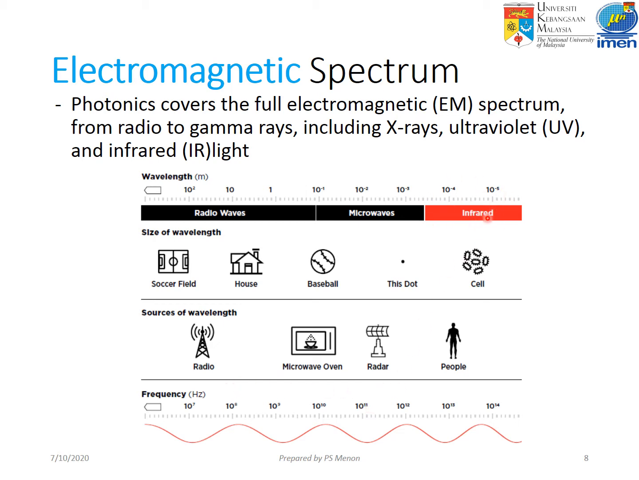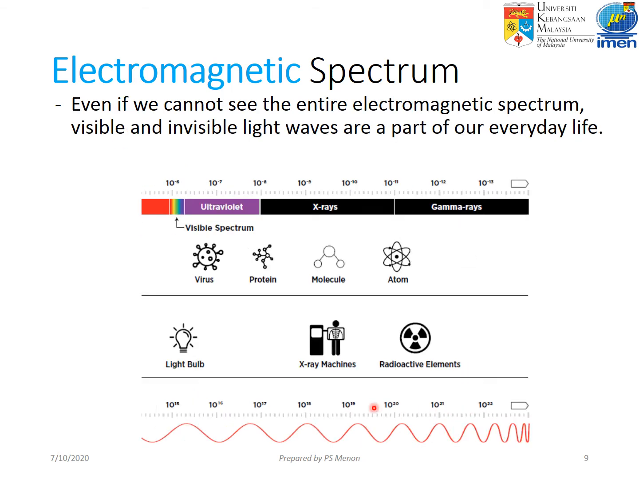We move on to infrared. The wavelength becomes smaller, 10 to the power of -5, and it's equivalent in size to a cell. Sources of this wavelength include people, you and I, who are sources of infrared emission, and the frequency can range from 10 to the power of 13 to 10 to the power of 14. So even if we cannot see the entire electromagnetic spectrum, the visible and invisible light waves are a part of our everyday life. So we move on.